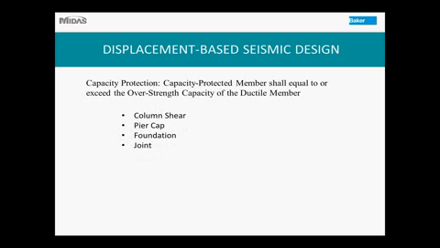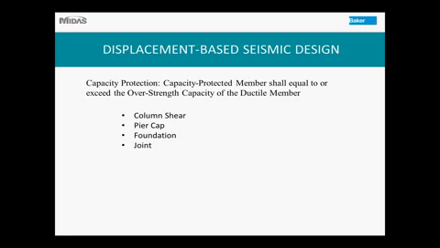For displacement-based design, there's a concept of capacity protection. Capacity protection basically means in your system, you want to concentrate your damage into your ductile members. So you need to make sure the members that are connected to the ductile members, which you intend to be elastic, are capacity protected, so they will remain elastic during the inelastic earthquake response.